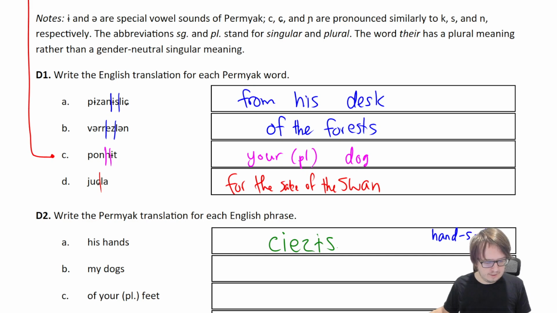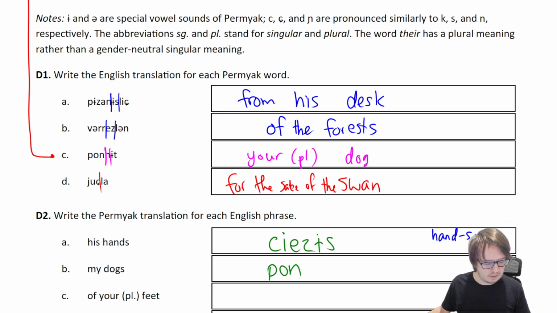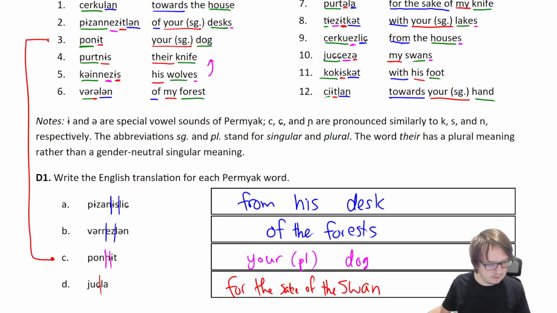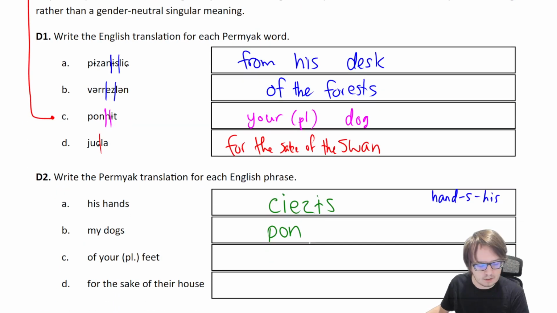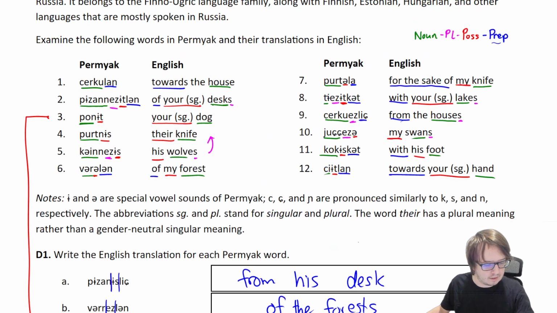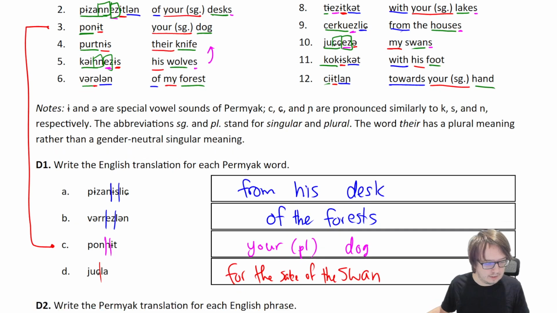Okay, what about my dogs? So what is dog? We start with the noun. So dog is pom. We need the plural, so we're going to do ez. Oh yeah, it's plural. So this is my dogs. So we're going to double up on the N before we put the ez in there. Because if we take a look at the data here, whenever it's plural, we do see a doubling of the consonant. So even in kines, his wolves, and pisanes, we see the doubling up of the consonants before the ez. So we're going to stick that in there. And then we have my. So what is my?